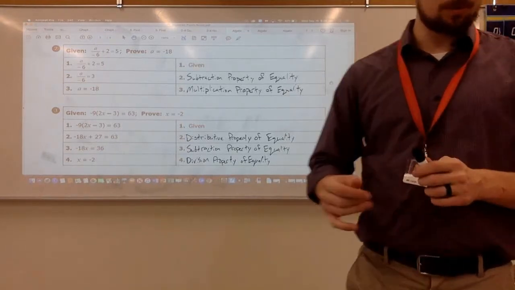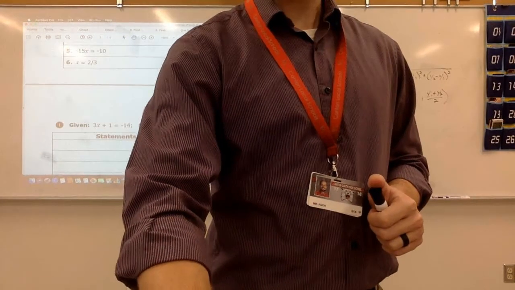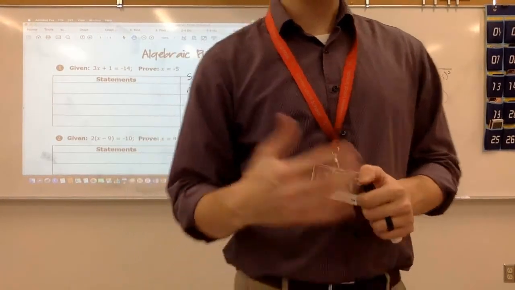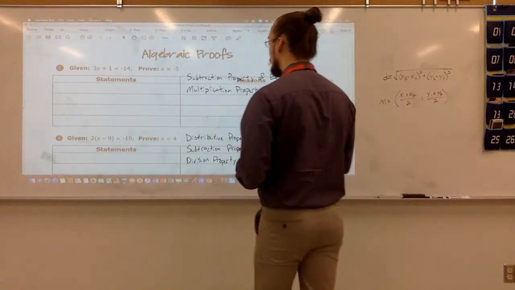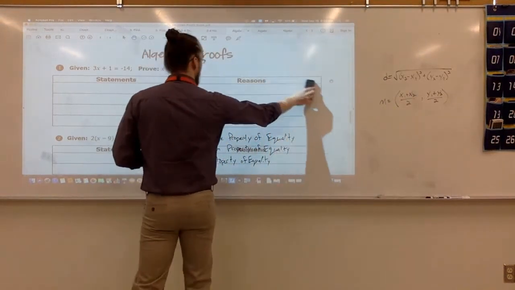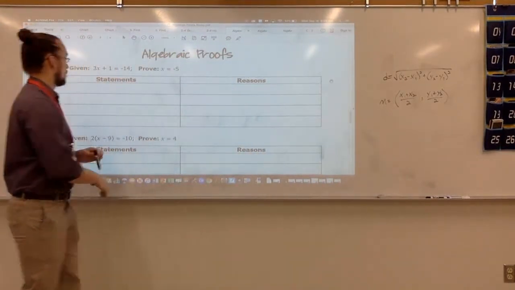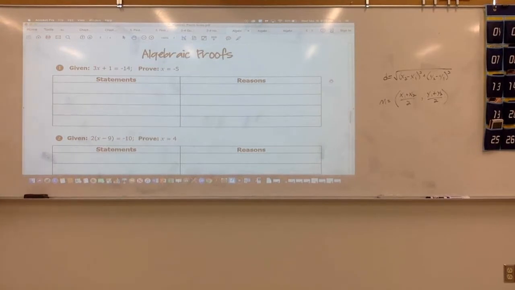Alright, so then let's jump over to the back here. We don't need to do the rest of those. On the back, we have to do the whole thing ourselves, right? We're not given the statements. So we have to solve the equation and also write in our reasons. So what should our first statement always be?